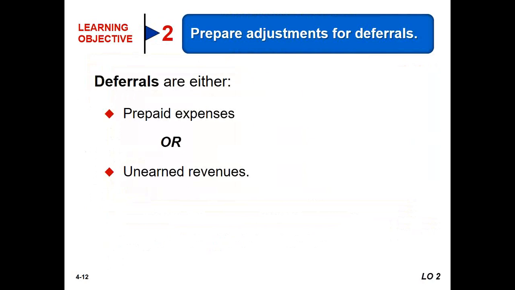Deferrals. It's either going to be a prepaid expense or an unearned revenue. Pretty simple. We've either prepaid something that we deferred and now we need to expense, or we received monies for jobs that we had not yet performed. So our deferrals are one or the other of these items.